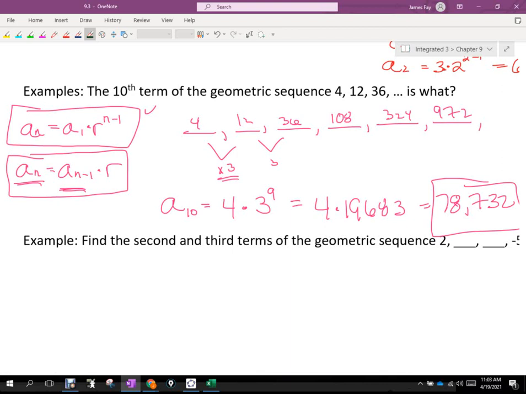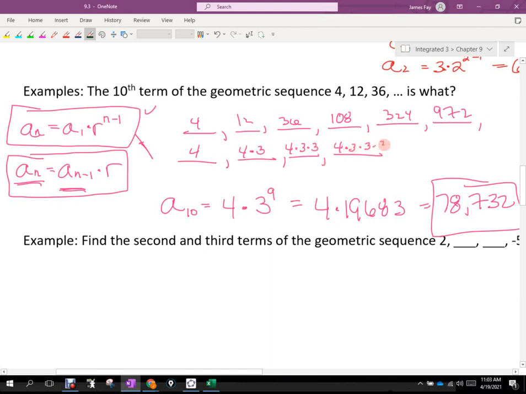But think about what is really happening, and why this explicit formula works. This would be 4. Would you agree? So 12 is 4 times 3, right? 36 would be 4 times 3 times 3. 108 would be 4 times 3 times 3 times 3. 324 would be 4 times 3 times 3 times 3 times 3, right?